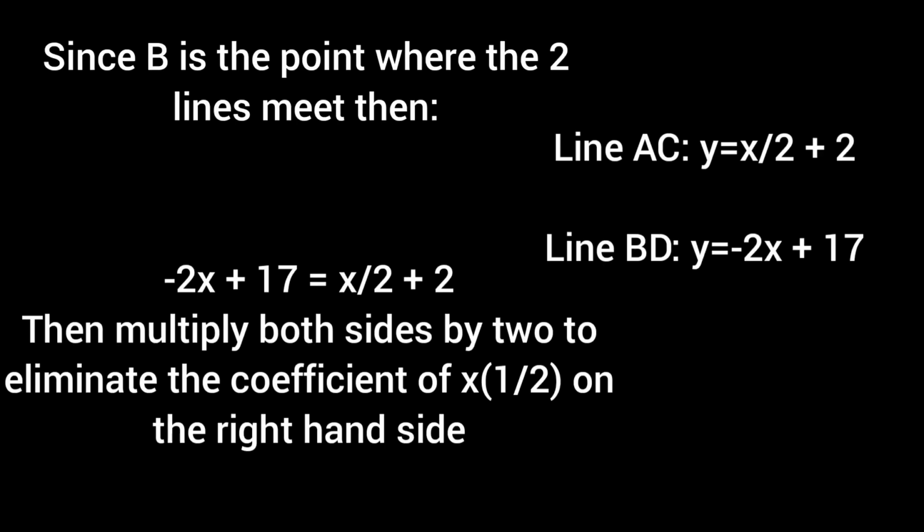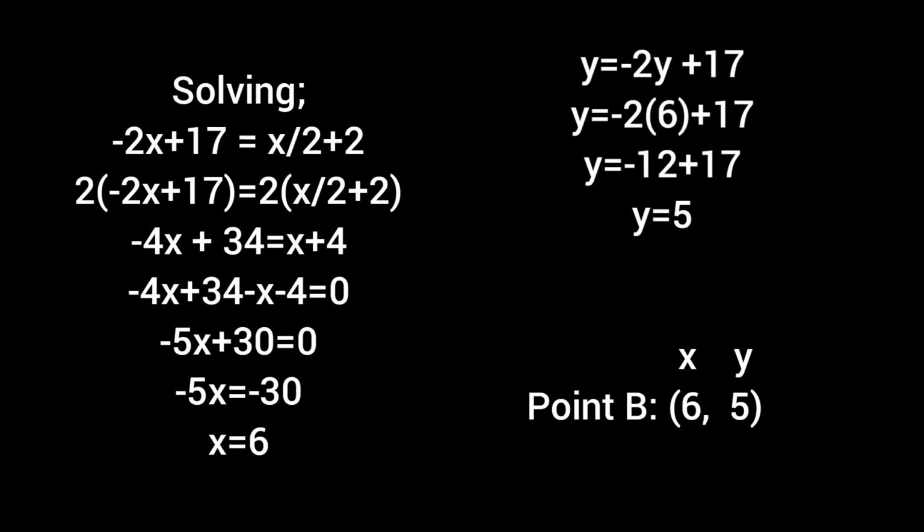Since B is the point where the two lines meet, line AC is y equals x over 2 plus 2, and line BD is y equals negative 2x plus 17. Then we can equate these two lines to find point B. This leads us to negative 2x plus 17 equals x over 2 plus 2. Now let's multiply both sides by 2 to eliminate the coefficient of x, which is a half, on the right hand side to make things simpler for us.